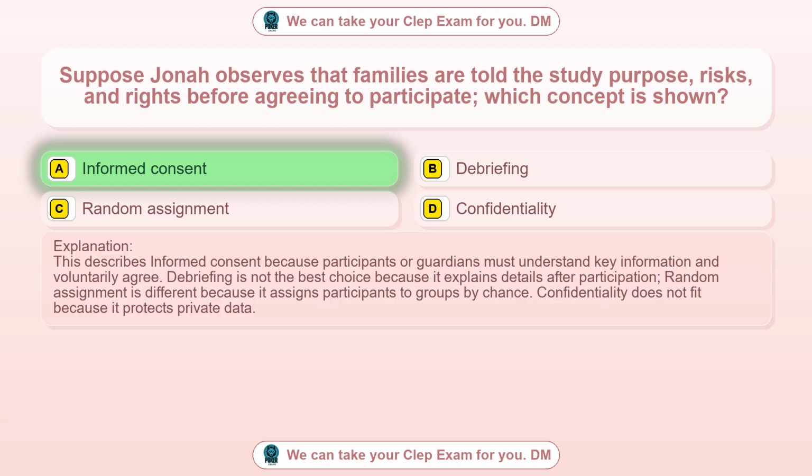This describes informed consent because participants or guardians must understand key information and voluntarily agree. Debriefing is not the best choice because it explains details after participation. Random assignment is different because it assigns participants to groups by chance. Confidentiality does not fit because it protects private data.